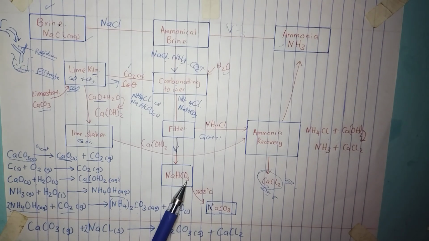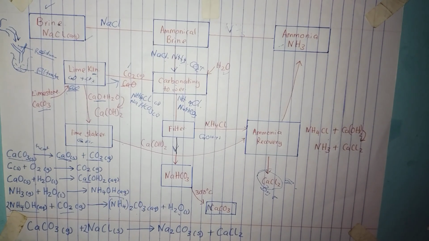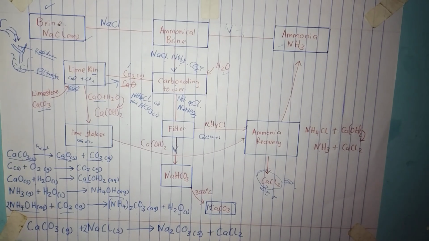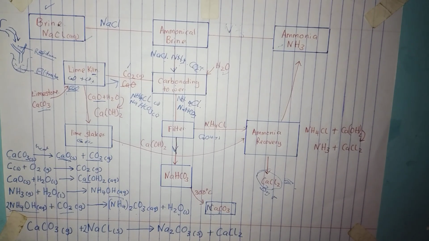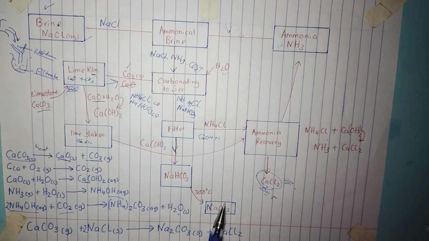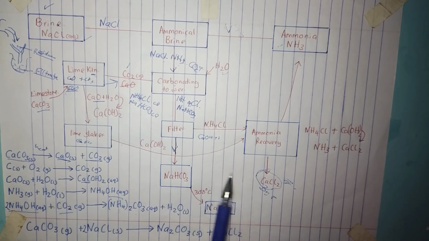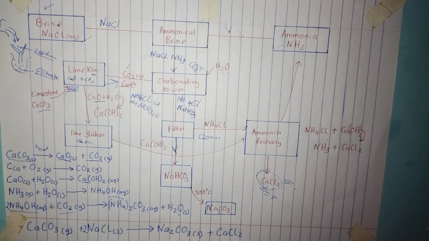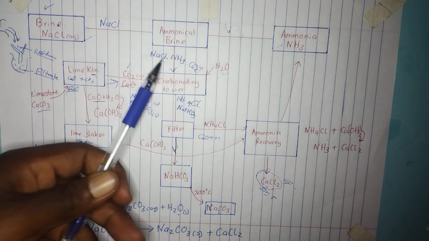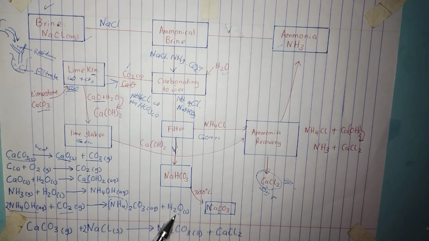This sodium hydrogen carbonate, as we have said, can be used in the bakery to raise dough. But it can also be heated to a temperature of 300 degrees to obtain sodium carbonate. This sodium carbonate is the one whose uses I listed. So the general reaction for the process is calcium carbonate, limestone, with sodium chloride, reacting to form sodium carbonate plus calcium chloride, which is the byproduct.